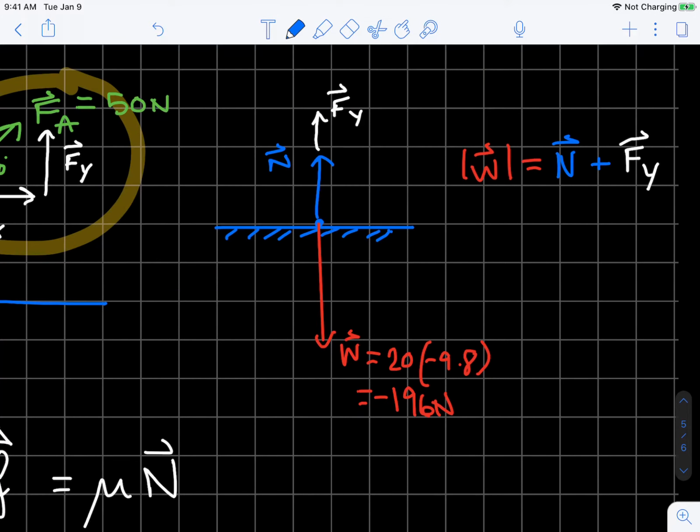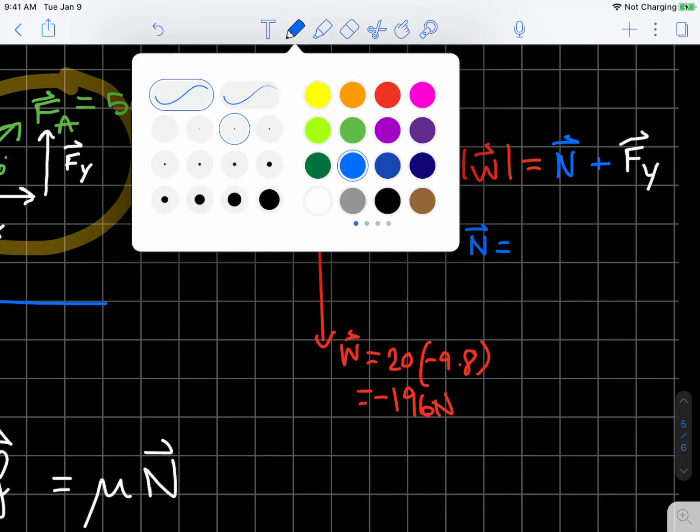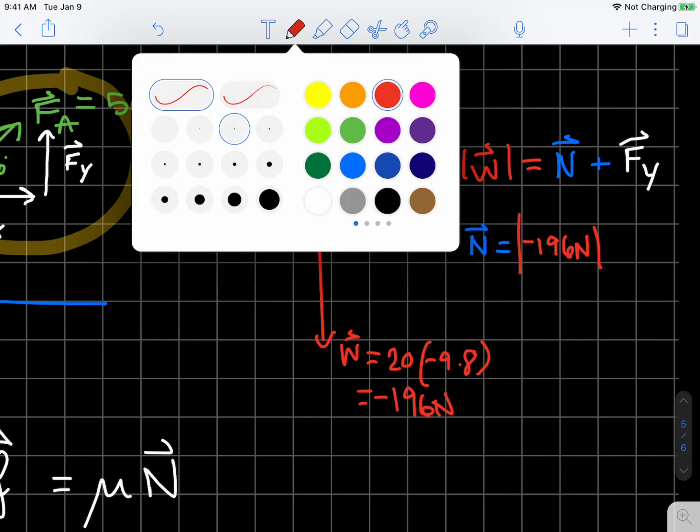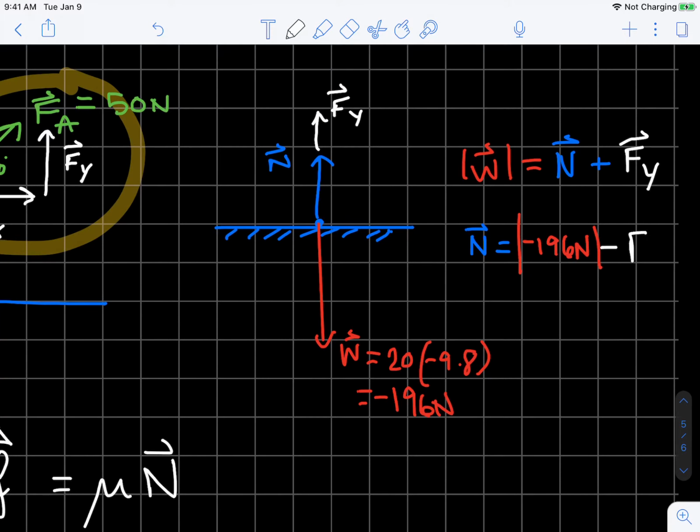So what is the normal force going to be equal to? The normal force is going to be equal to the weight force, the magnitude of the weight force, minus the component of the applied force in the y direction. Minus because we subtract Fy from both sides. Okay? All right, so what is Fy?